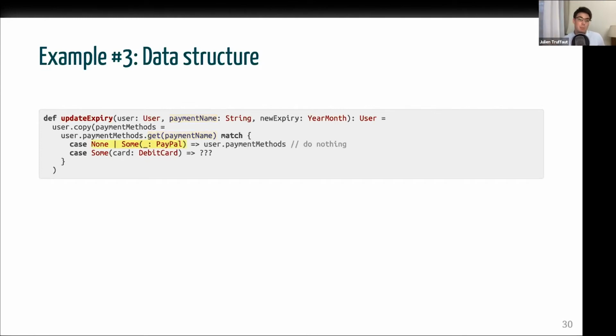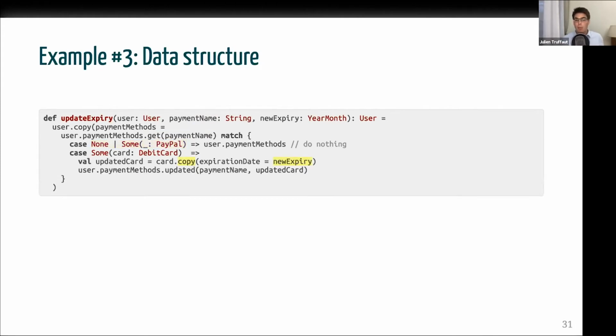Now, for the same reason as before, if it's a none or a PayPal account, we can't do anything, so we have to return the payment methods unchanged. But if it's a debit card, we can copy it and update it, and then insert it inside of the map using the method updated. So, this code is not rocket science. It's not too difficult to write, but it's not pleasant. And it's very low level, kind of. And when you look at this method, it's not really clear exactly what is going on.